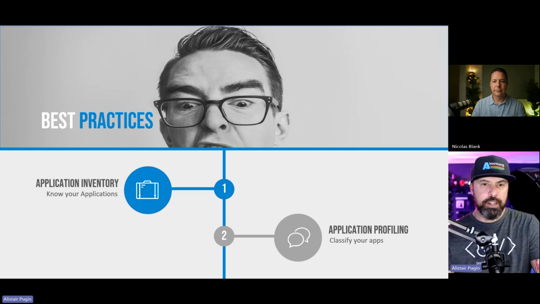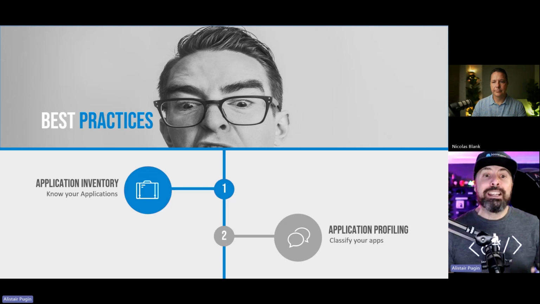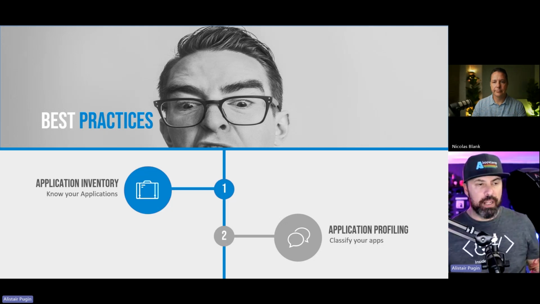Everything starts with an assessment, right? You've got to know what you have, even on the data side when it comes to classification. Microsoft Purview, it's Microsoft Purview risk and compliance, right? Not to be confused with unified data catalog stuff. It talks about know your data, right? And in this case, it's the same. Know your applications, and then also understand them from an application profiling perspective.